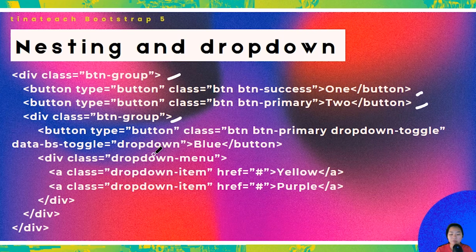Div class dropdown-menu. Now this is the drop down menu itself where you will specify the items that are in the menu. A class dropdown-item. For now I'll just leave this blank, yellow, and the same goes with purple. And it is as simple and straightforward as that.